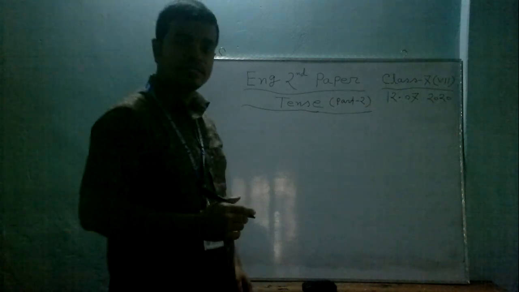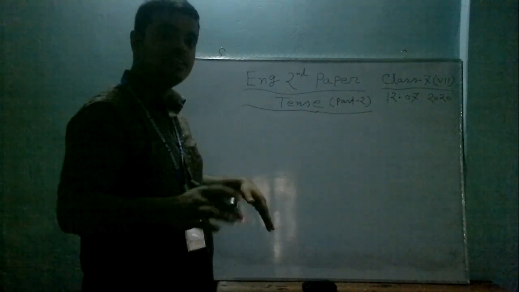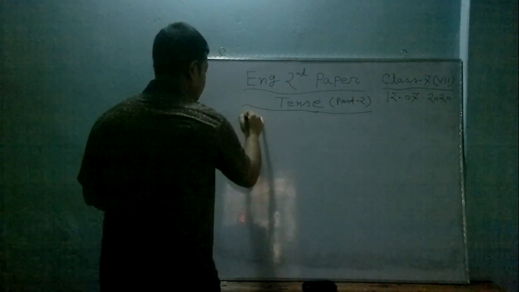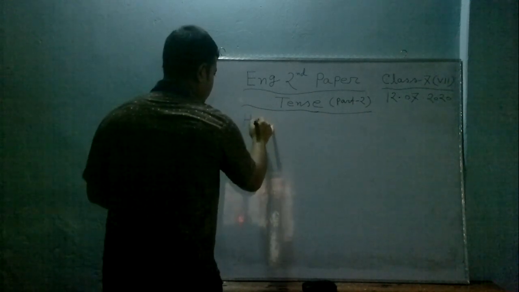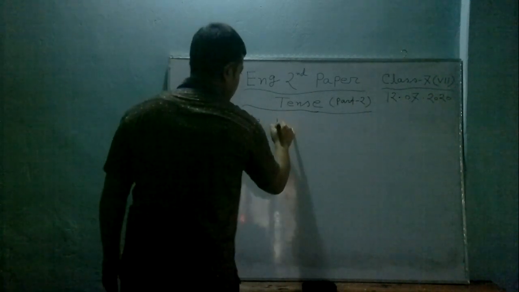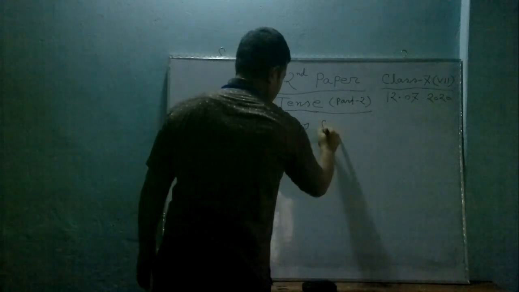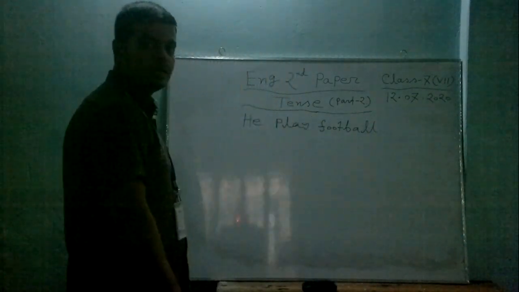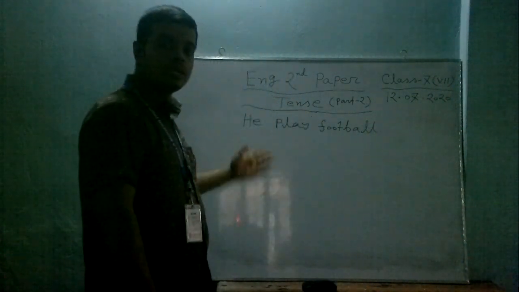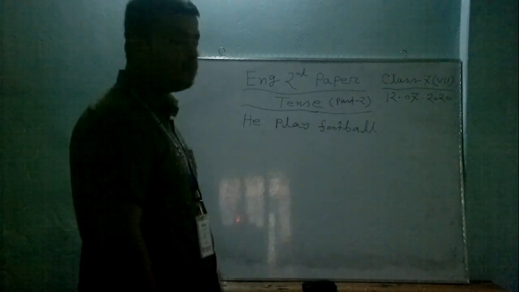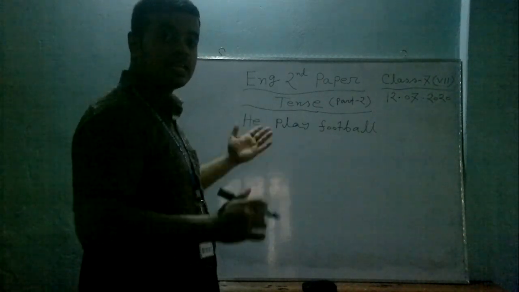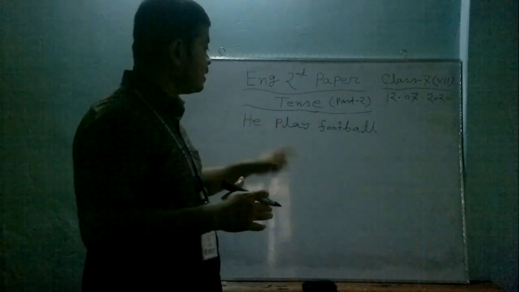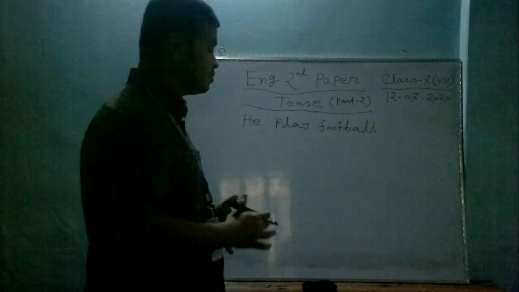Now we write a sentence, then we change the sentence in different tenses. First sentence is: He play football. This is one kind of sentence in present indefinite tense. Now we make the sentence in different tenses, such as our 11 tenses, so we can make the sentence in the next 11 tenses.